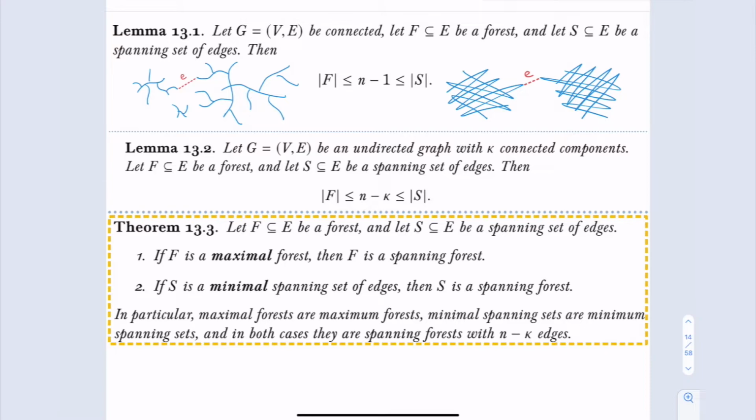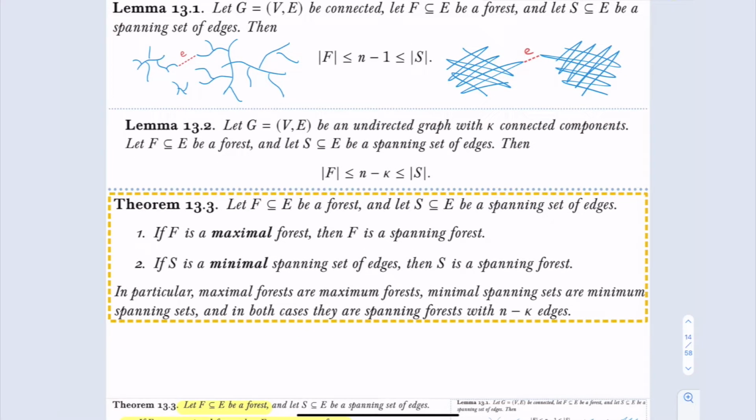So F continues to be a forest, S continues to be a spanning set. I know that F is less than or equal to S. Now, the first claim is that if F is a maximal forest, so I can't add any more edges to it, it's locally optimal, I can't add one more, then it's also going to be a maximum size forest. And in fact, it's even stronger. We're going to actually directly prove that it's spanning. So if you have a forest and you've added as many edges as possible, you can't add any more, then we'll actually argue that it's a spanning set.